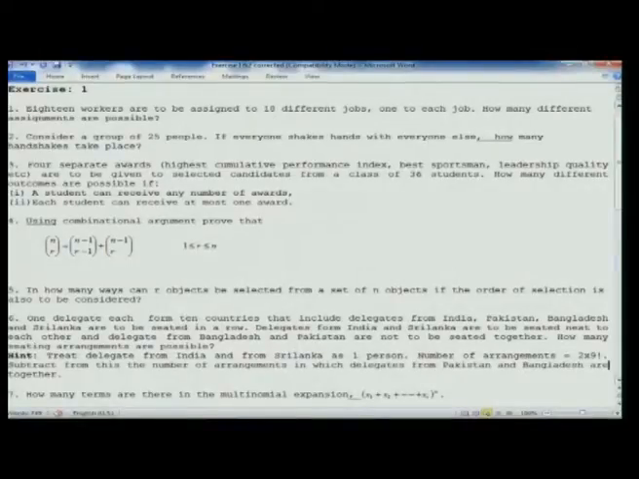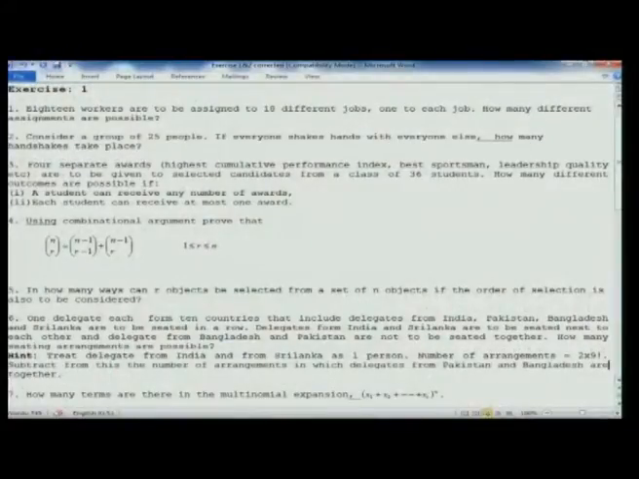Then question 5 we have already discussed: in how many ways can r objects be selected from a set of n objects if the order of selection is also to be considered? So, question 6: one delegate each from 10 countries, that include delegates from India, Pakistan, Bangladesh and Sri Lanka, are to be seated in a row. Delegates from India and Sri Lanka are to be seated next to each other, and delegates from Bangladesh and Pakistan are not to be seated together.